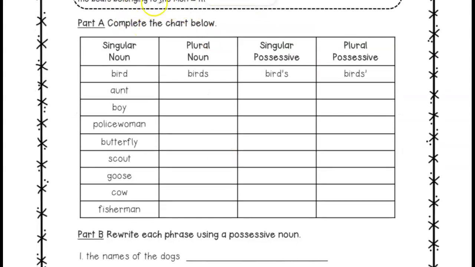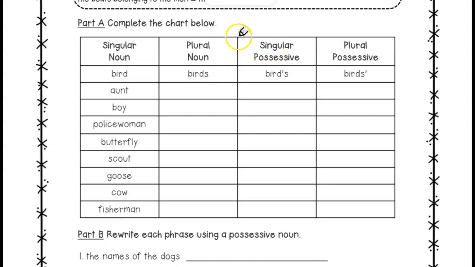Part A, we are completing the chart below. For this activity, we have a couple of columns. We have our singular noun, and then we're going to change it just to a regular plural noun. To do that, for most of them, we just add an S. So one bird, lots of birds. One ant, lots of ants. One boy, many boys.